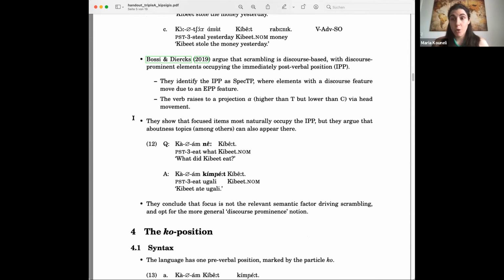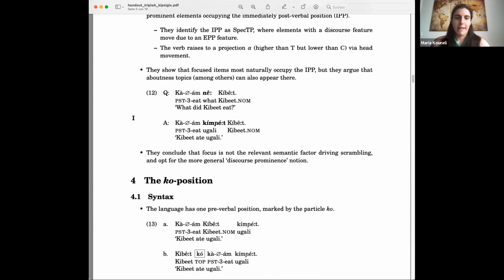WH words usually appear in the immediately post-verbal position, as you see in the question, what did Kibet eat? So here we have what immediately after the verb. And answers to WH questions also appear in that position. So Kibet ate ugali, here ugali, which is our answer, will be immediately after the verb. However, they say that focused elements are not the only elements that appear in that position, and that's why they opt for the more general discourse prominence notion. But focused elements like being in that position.